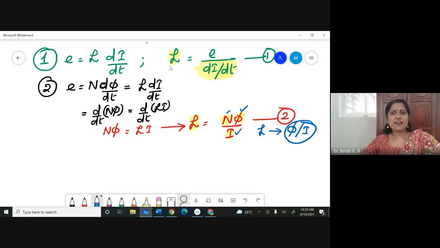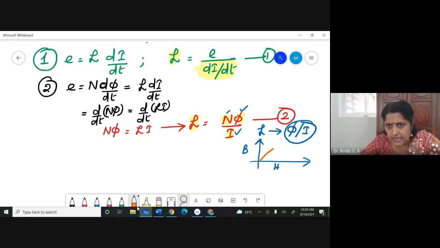Why do I stress on phi by I? Because phi by I is exactly your magnetization curve, BH curve or phi by I curve. And this phi by I remains a constant only in the linear range. After some point, it becomes saturated. So L, the inductance of a coil, has a constant value only in this area. That is the linear area where phi and I are proportional, which means phi by I ratio remains a constant, linear area, not in this area. This area is actually a saturation area.